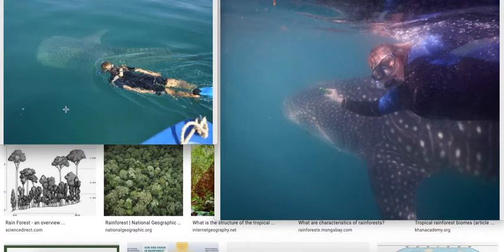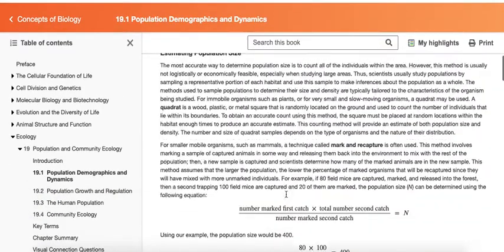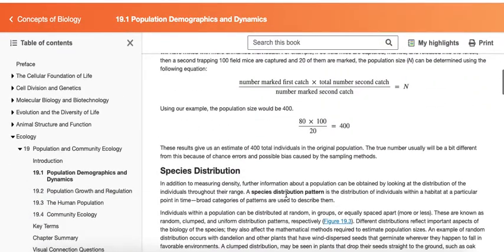Mark and recapture is where you use a mathematical equation that looks like this. It's pretty simple. It looks much harder than it is. Once you actually do the math, it's not a big deal. You catch a certain number of the individuals and release them, but you mark them before you release them. So you catch a certain number and you mark them in some way, like put a band around their foot or put a tag on the back of their fin, and then you release them.